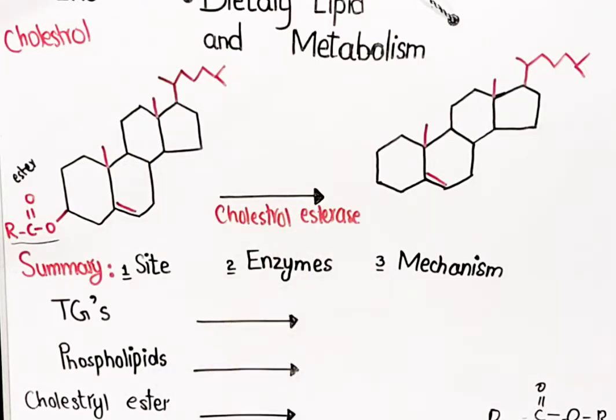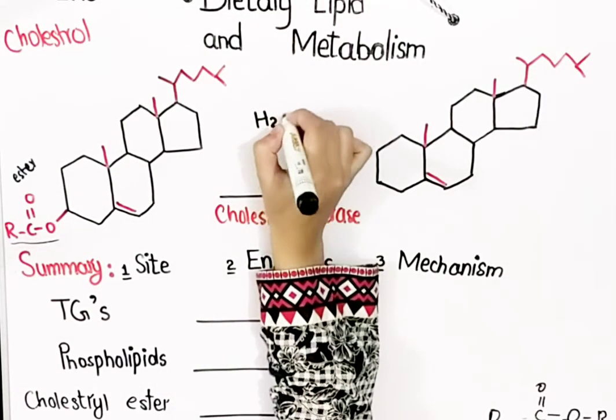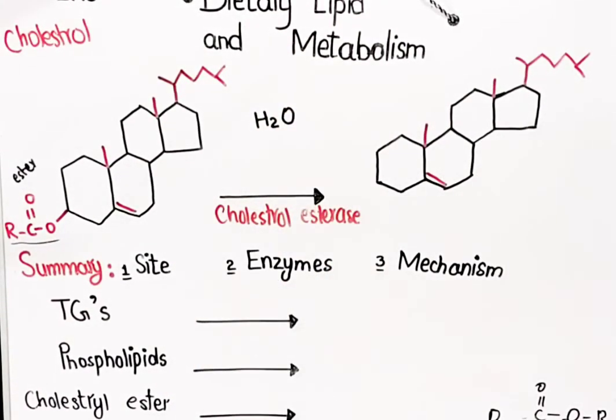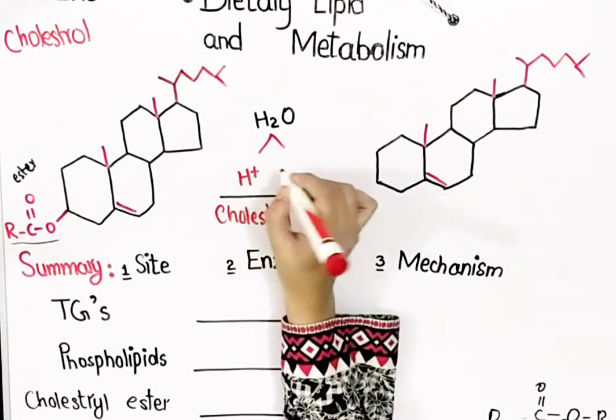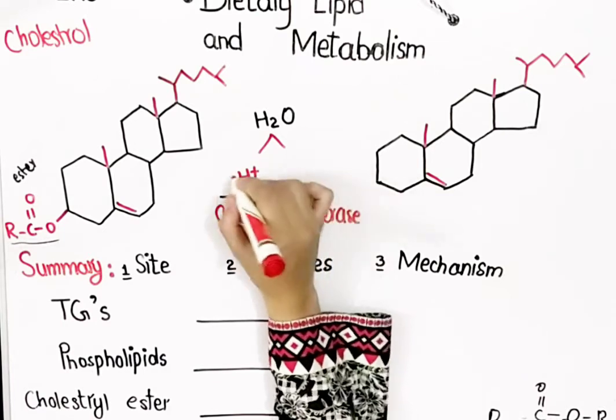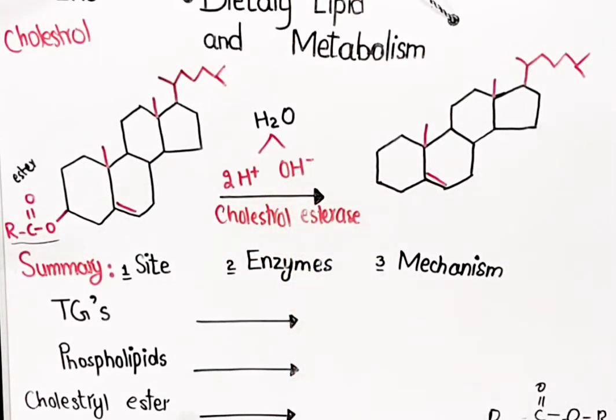It would be acted upon by the cholesterol esterase enzyme, which is secreted by the pancreas, and here we will use only 1 water molecule. In the case of phospholipid and TGs, we use 2 water molecules, while in the case of cholesterol ester we will use only 1 water molecule. It would be broken down into H positive and OH negative.